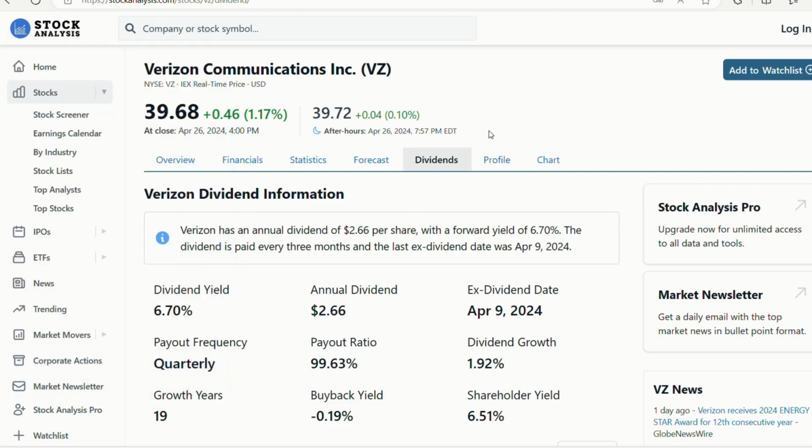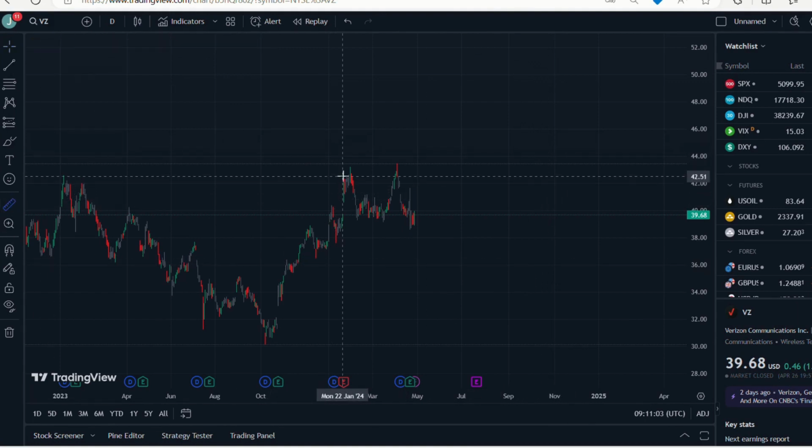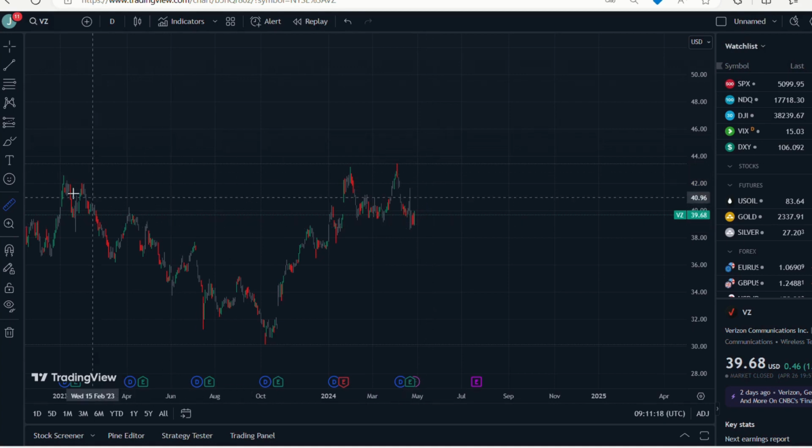But right now I'd like to show you something, and why I believe that Verizon could be a good company if somebody would like to have a passive income in the future. As you can see here, this company does not have so many fluctuations. In the last 111 days, almost 3 or 4 months, the biggest fluctuation was about 10%.